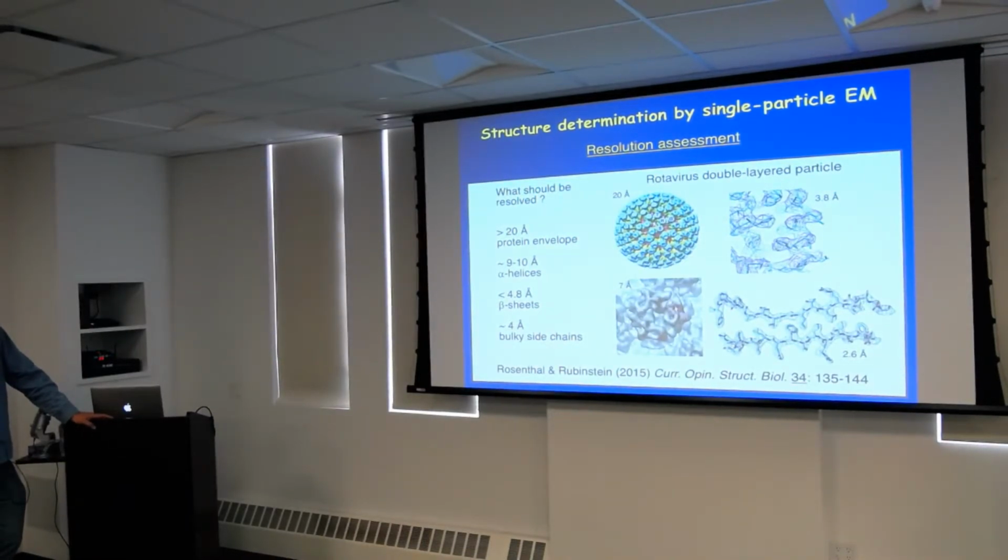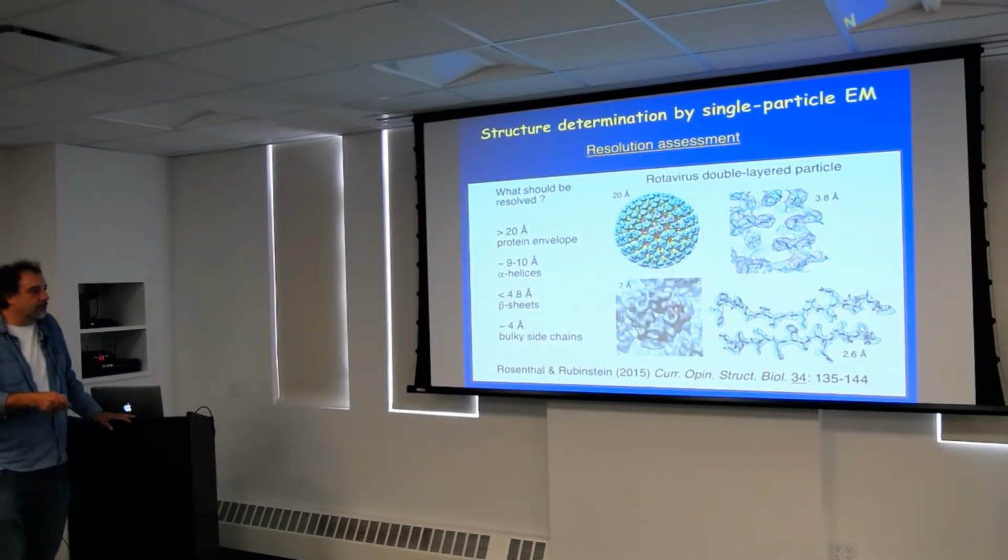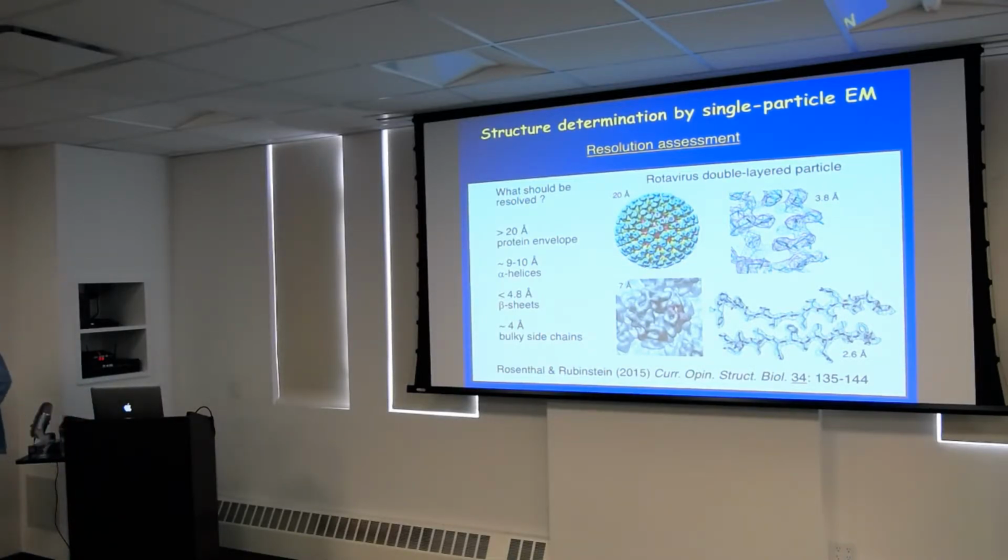And so there's a nice paper on the different resolutions, what you're actually going to see. At 20 angstrom, big blob, molecular envelope. At 7 angstrom, you start to see alpha helices. At 4.8, you can start to see separation between the beta sheets. And at 4 angstrom, you start to see blobs for the large amino acids. And at 2.6, you really start to see pretty well the sequence. So keep this in mind. That's much more useful than figuring out what your resolution is.